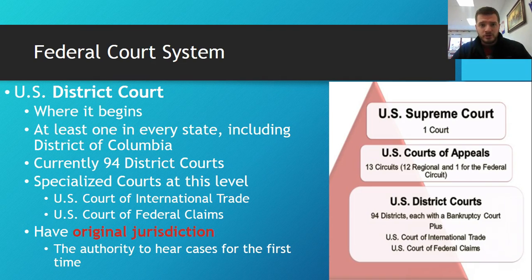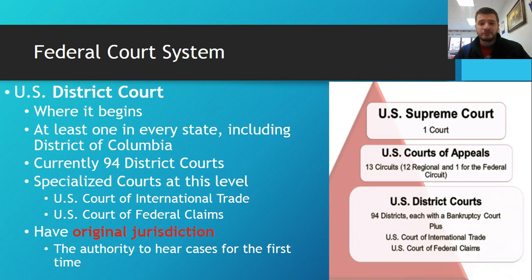Something like breaking the speed limit, if you have to go to court for that, that's a state court. But for example, if you are accused of murder, or robbing a bank or something like that, that's a felony, and that would be tried at a federal court. There are district courts in every state, including the District of Columbia.